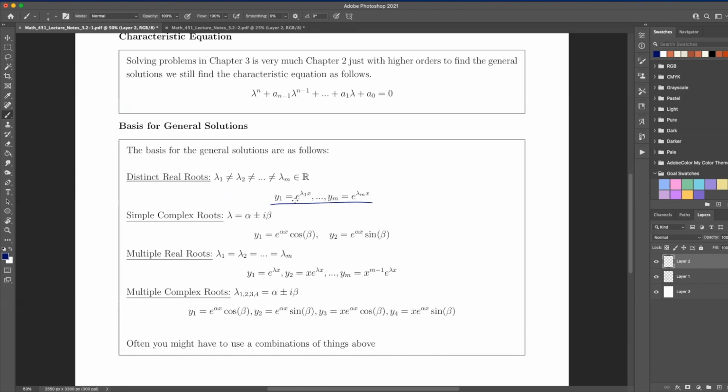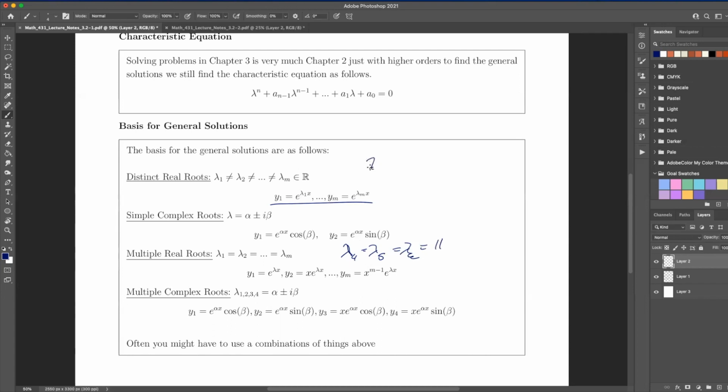If I have distinct real roots, we just use each one of the distinct real roots as its own solution, where it's e to the lambda x, right? If I have multiple real roots, so if I have a multiple, I'm just going to have one of them be that, and then I'm going to add an x, and then as many of those as I have. So if I have lambda 4 equal to lambda 5 equal to lambda 6, and all this is equal to 11, right?